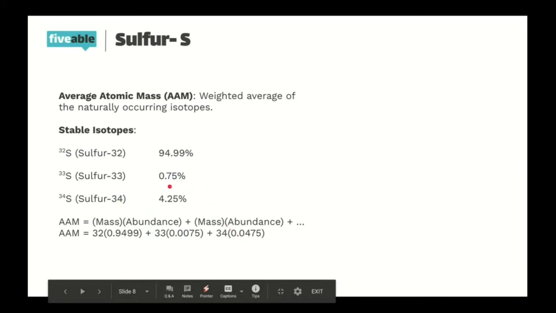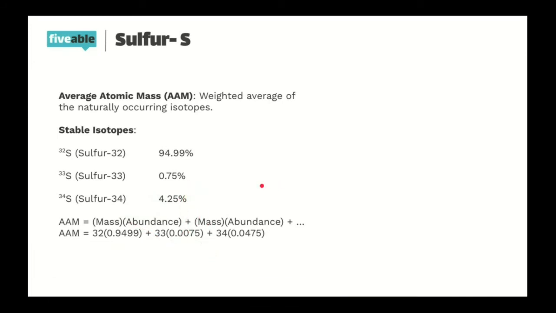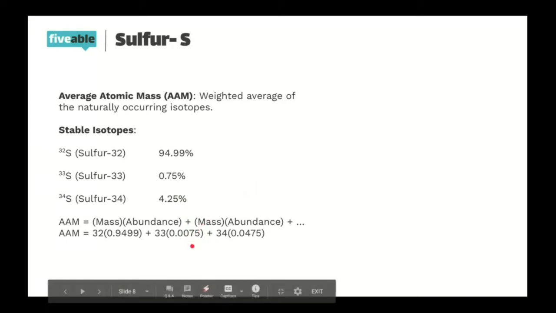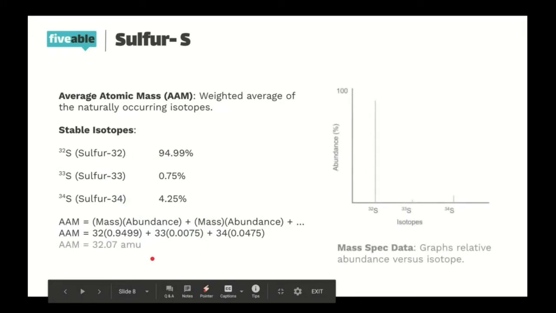Now notice every single time I do this, I scooch the decimal over twice because I'm writing this in decimal, not percentage form. Decimal, not percentage form. So adding all this data up, what do you think you get? Hey, look at that. You get the average atomic mass, that number that is appearing on the periodic table.